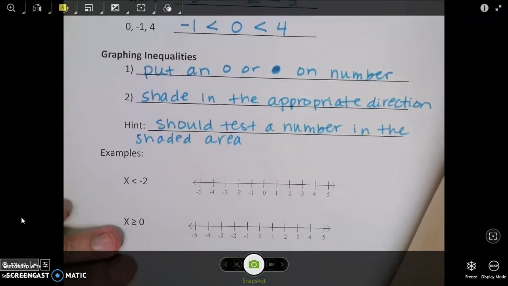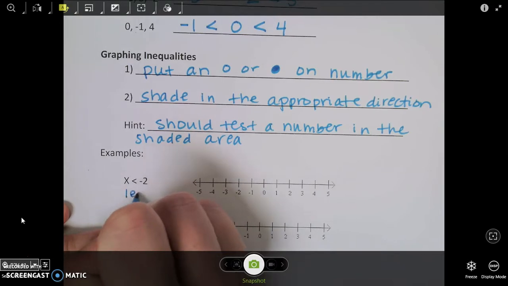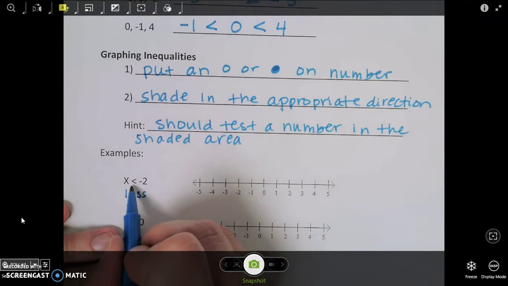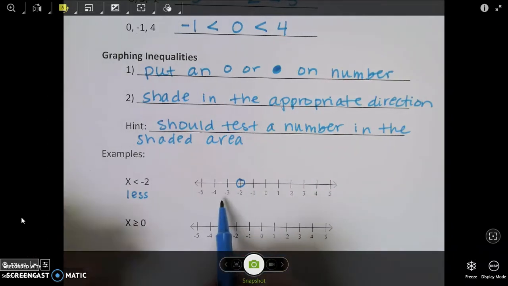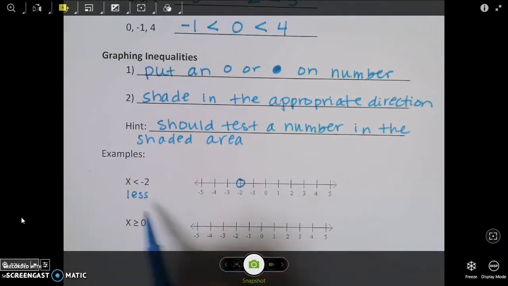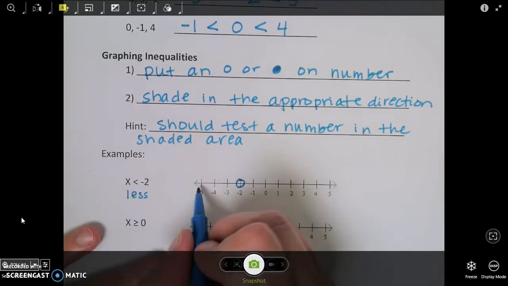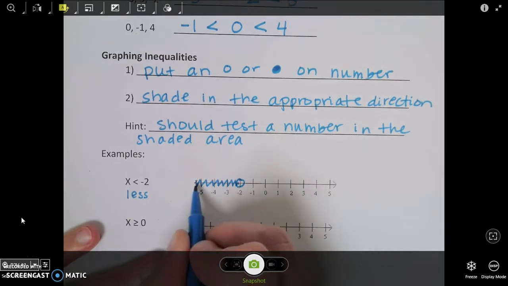All right, so let's do an example. This one says x is less than -2. So because it's less than and there's no line under it, that means -2 is not included. So I'm going to do an open circle. And then I have to think, where are the numbers that are actually less than -2? Because that's what x stands for, and that's where I'm going to shade. So the numbers that are less than -2 are on this side. So I'm going to shade all the way from the circle down to the arrow.